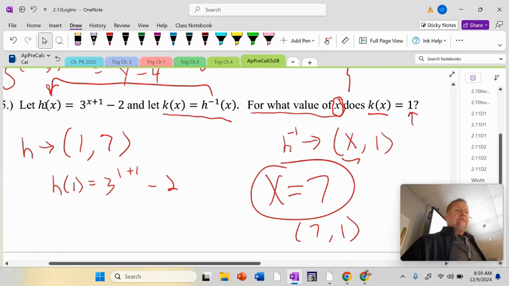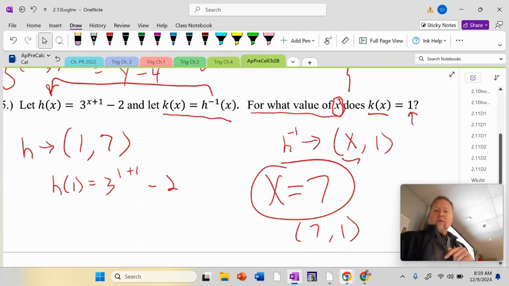What the other teachers did is they found the inverse of this, and then they set it equal to 1, and then they solved. That was like 2 big algebra steps. I just kind of figured out what's going on.